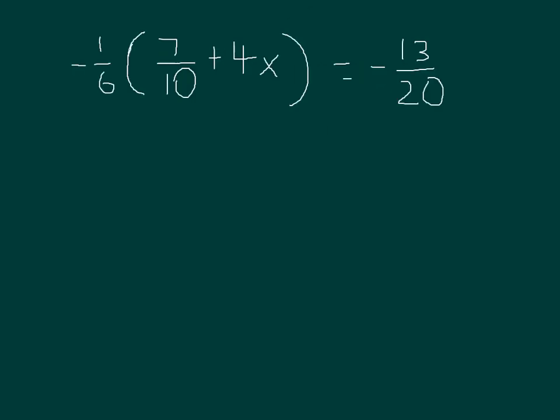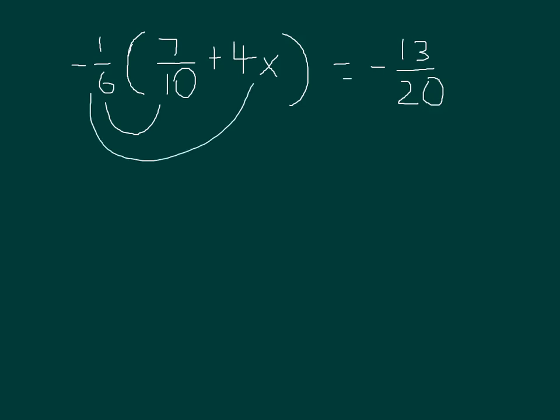Today, we will be solving the equation -1/6 (7/10 + 4x) = -13/20. Now, hidden right here is actually a hidden multiplication sign. So, the first thing we're going to perform is the distributive property. We're going to do -1/6 times 7/10, and -1/6 times 4x.